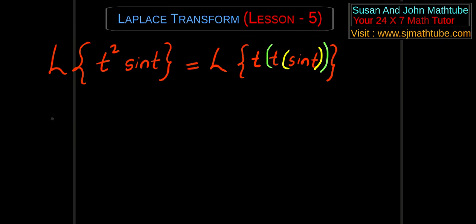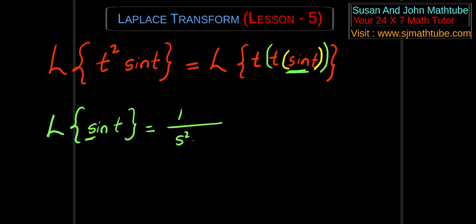So I'm going to write, we have Laplace of, look at the innermost part, sine t. So Laplace of sine t, you already know. It is s here, so it won't start with s. So 1 by s square plus 1. Now what I do is, I write the same thing, but I will multiply by t.